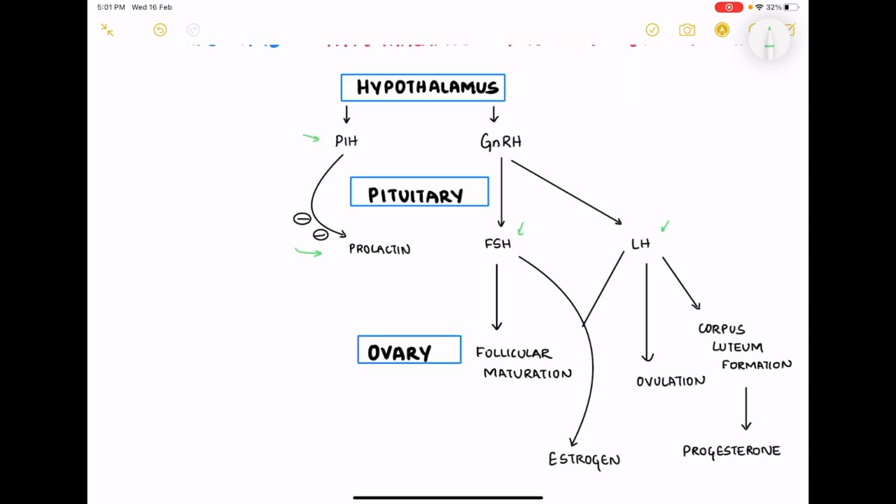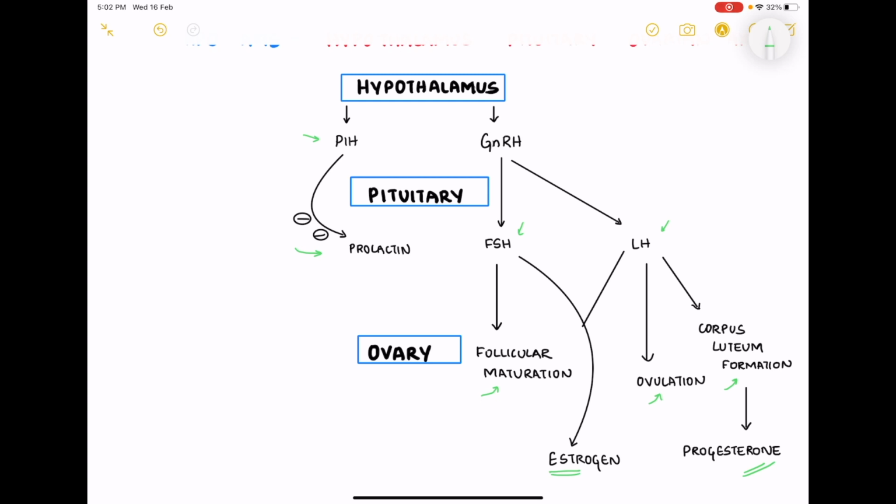Now this FSH and LH have an effect on the ovary, which is the next organ in the HPO axis. So what action do they have? FSH helps in follicular maturation. LH helps in ovulation. We know that the LH surge is followed by ovulation after around 24 to 36 hours. It also helps in luteinization, that is corpus luteum formation, which further produces progesterone. FSH and LH together have an effect on the ovary which induces estrogen production.